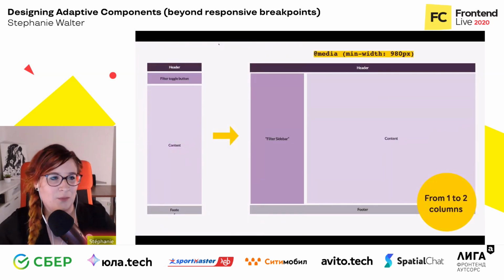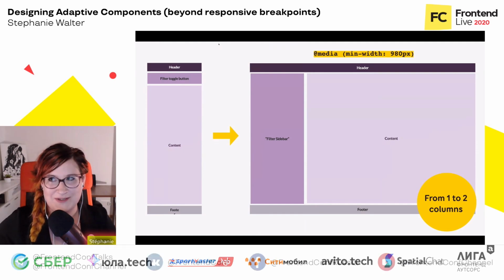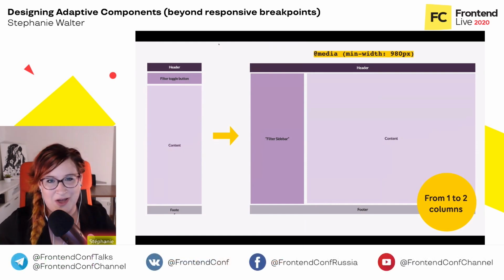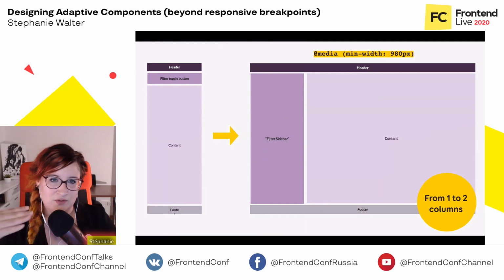Let's take an example of a cooking recipe website. I think it's almost lunchtime, so I hope I will not make you too hungry. So I have a page. It's a category page. So in this page, on desktop, I have 2 columns. On the left, I have my filter because I want to filter all of those cooking recipes, and I have my content on the right.